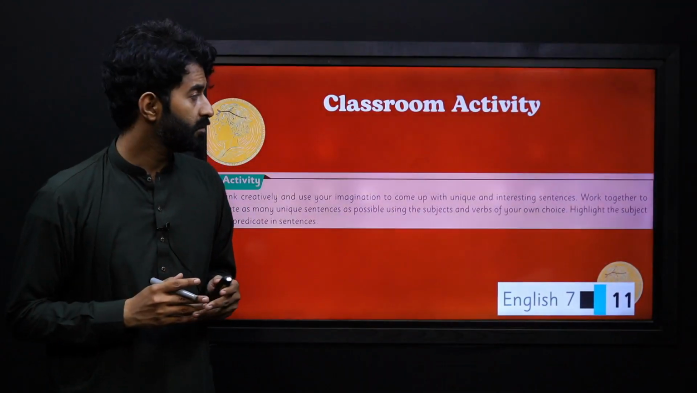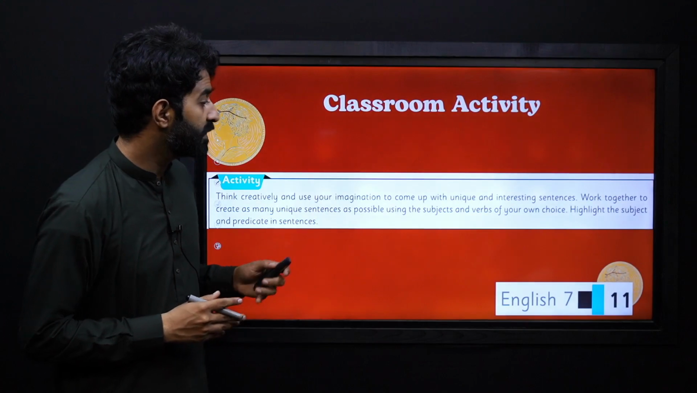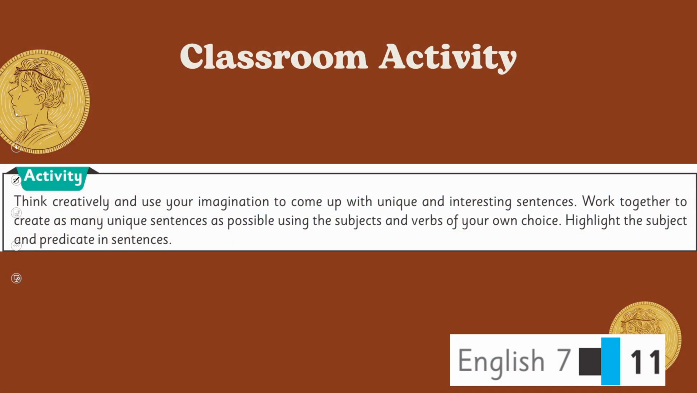Now, another activity for you from page number 11 is to think creatively and use your imagination to come up with unique and interesting sentences. Work together to create as many unique sentences as possible using the subjects and verbs of your own choices. Highlight the subject and predicate in the sentences.